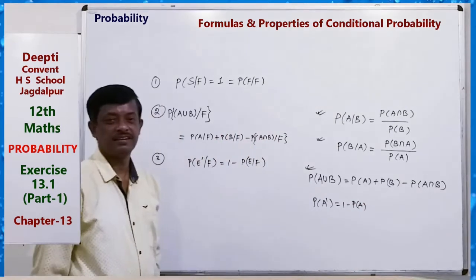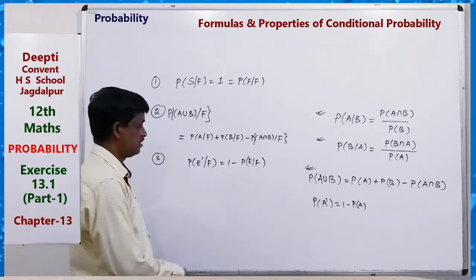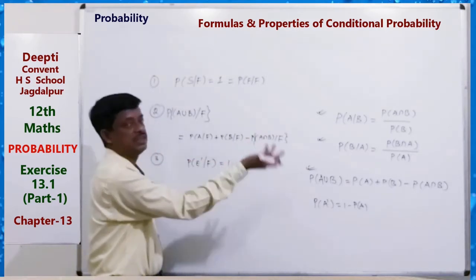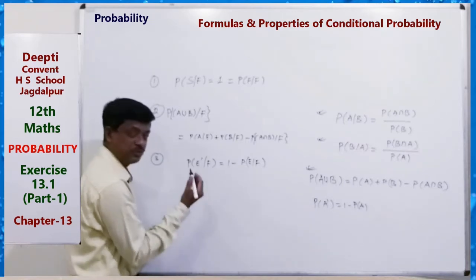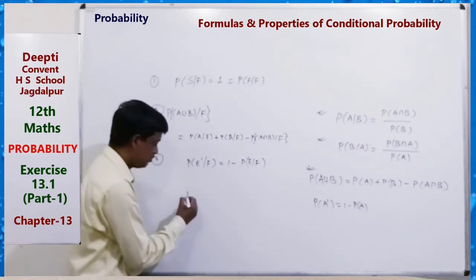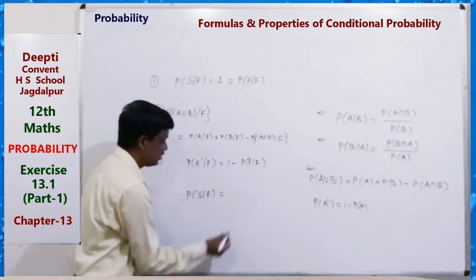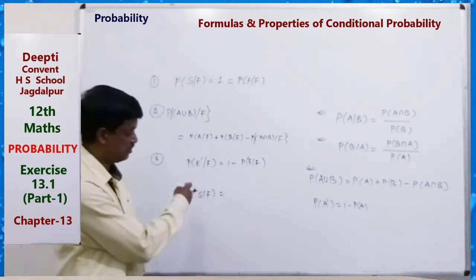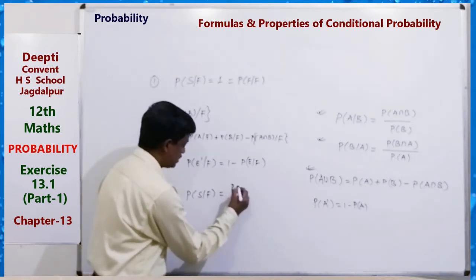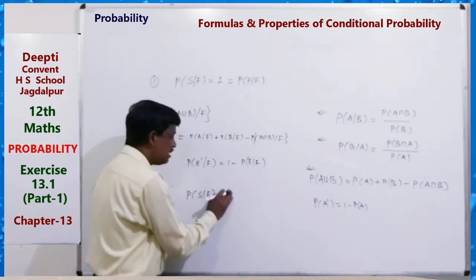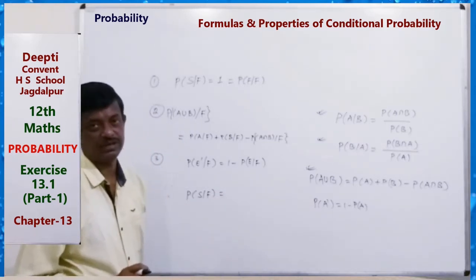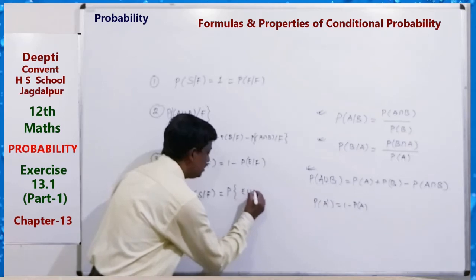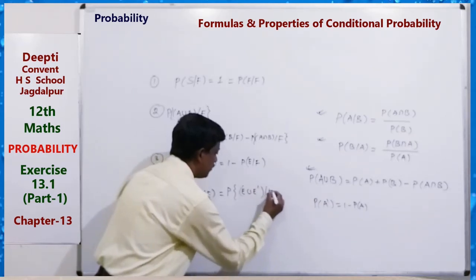This is conditional probability, so P(A dash / F) is 1 minus P(A/F), and P(E dash / F) is 1 minus P(E/F). For this, we know P(S/F) equals what? Since S means sample space and F is a subset of that, P(S/F) can be written as P(E union E dash / F).